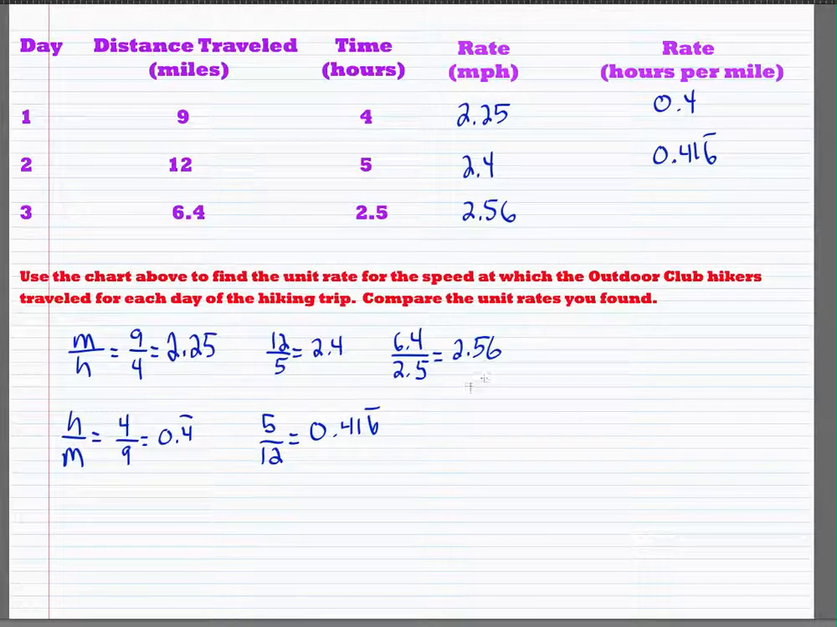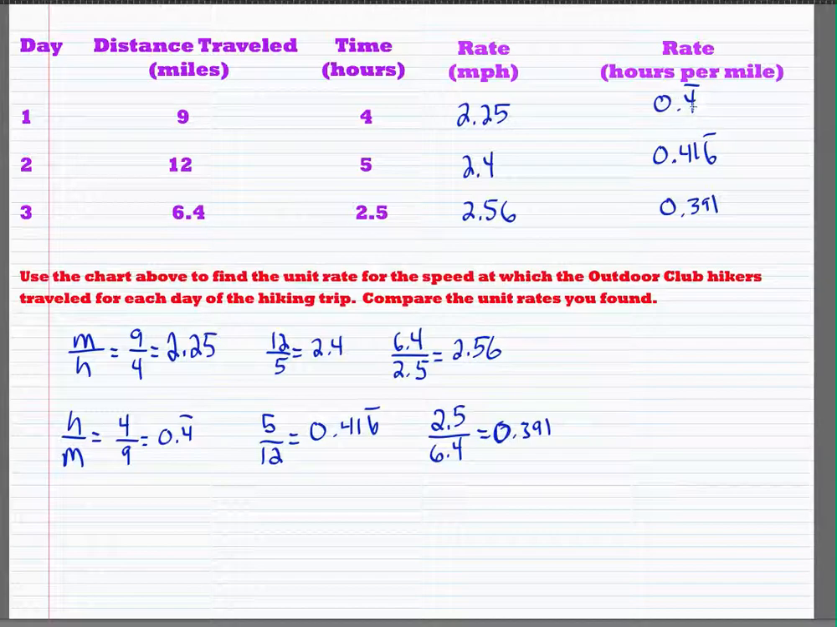And on the last day, the hours were 2.5 and the miles were 6.4. So hours over miles, we divide, and let's round it to 0.391. Essentially, what this means in terms of hours per mile is it took us a little bit less than a half hour. I apologize, this should be 4 repeating. So it took us a little bit less than a half hour to walk 1 mile.